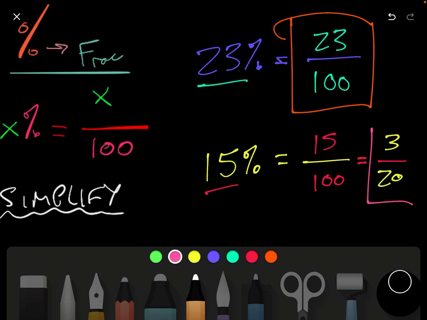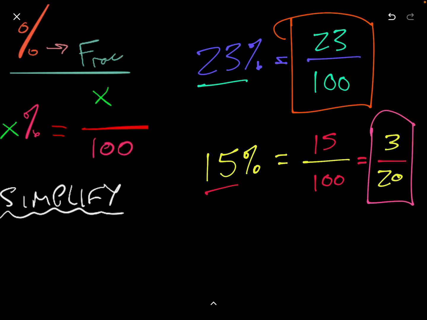And again, something that I'm trying to emphasize is even after you reduce it, take a second look, see if you can go any lower. Just because you divide out a common factor, it might not be the greatest common factor, so you might need to simplify more than once with these problems. But in this case, 3 and 20 don't have any other common factors, so that's your answer, 3/20.